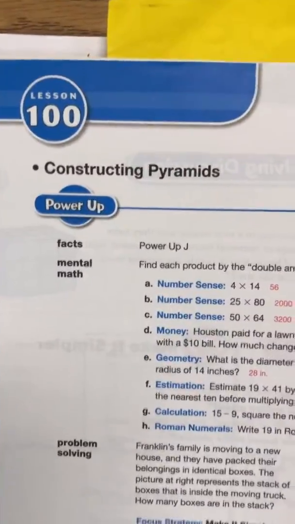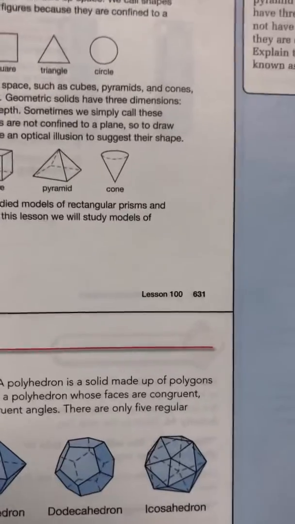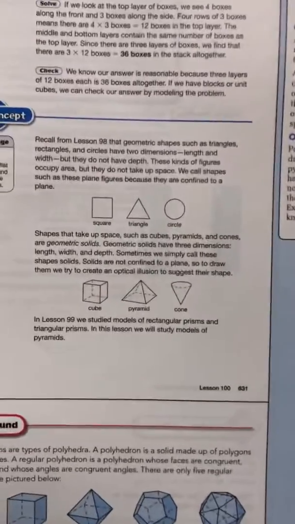We're going to continue on with our math today. It's Thursday still. Lesson 100 is where we're going to head next. Okay, we're kind of on the same concept, constructing pyramids. Now turn to page 631, actually, is where the new concept starts there, 631, okay?